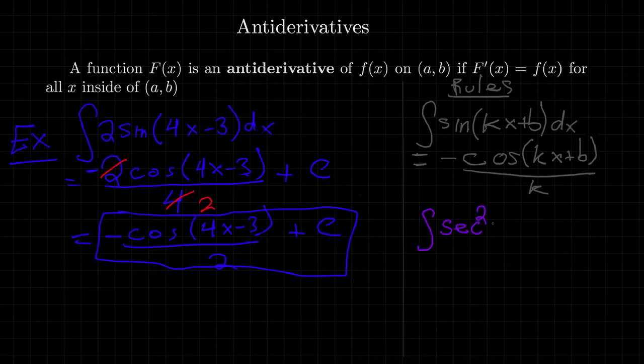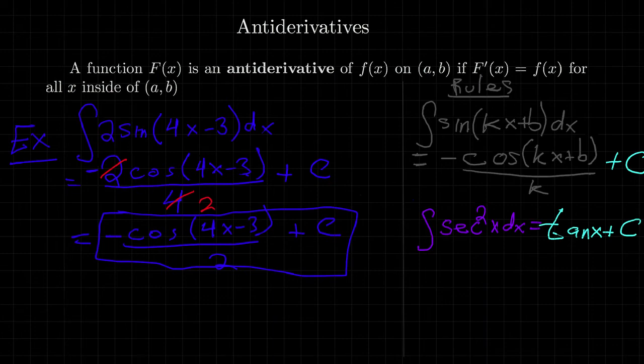Let me give you another one. How about secant squared x dx? So think about it. Press pause and think about it. What's the function that when you get the derivative of it equals secant squared? Yep, you're right. If you thought tangent, you would have been absolutely correct. Ooh, I forgot the plus c over here.